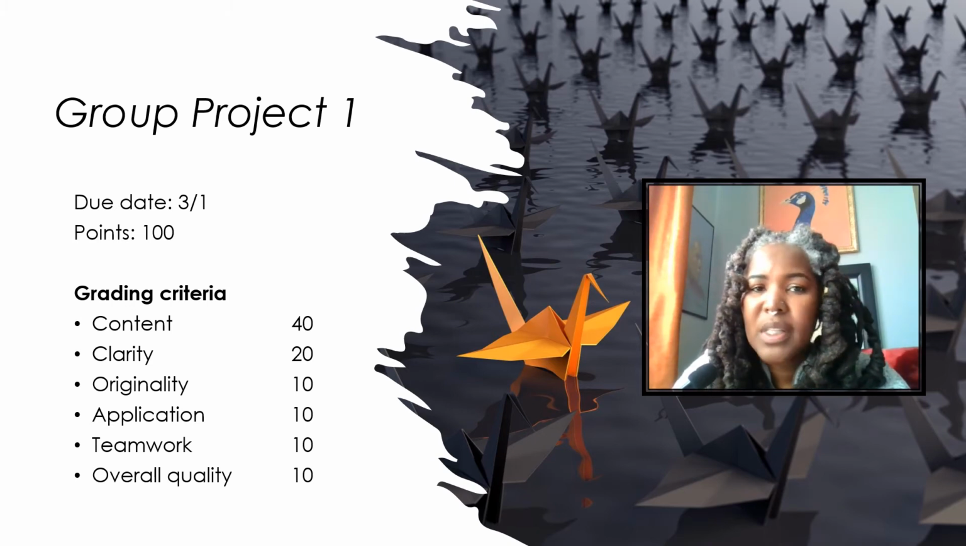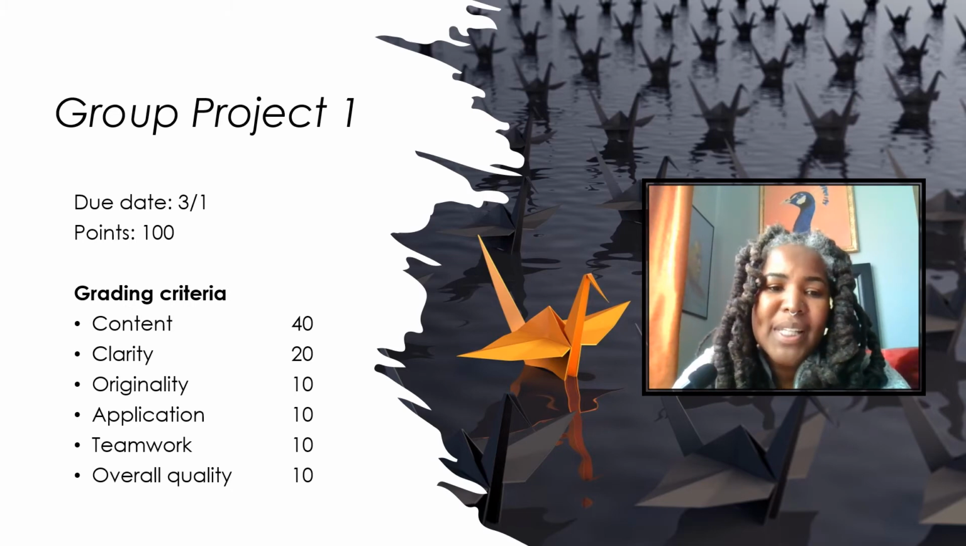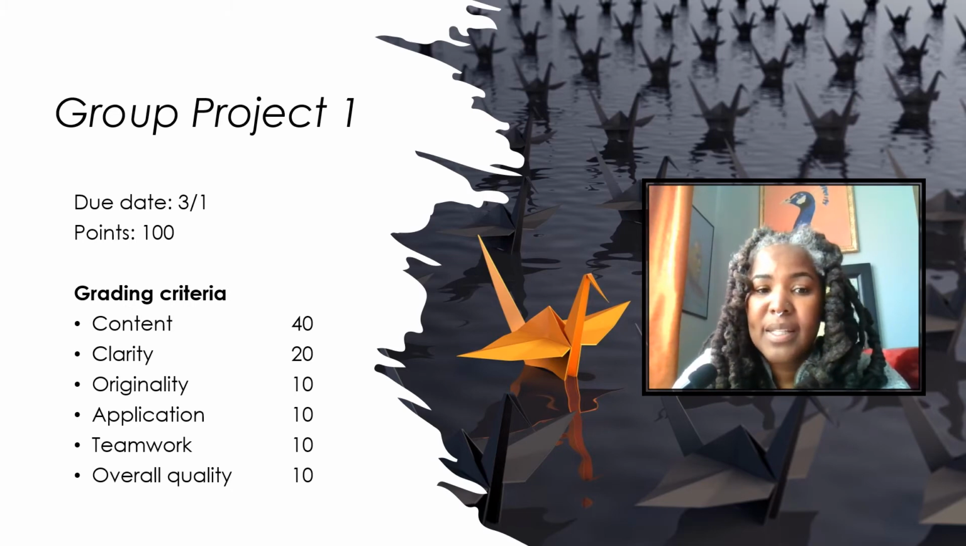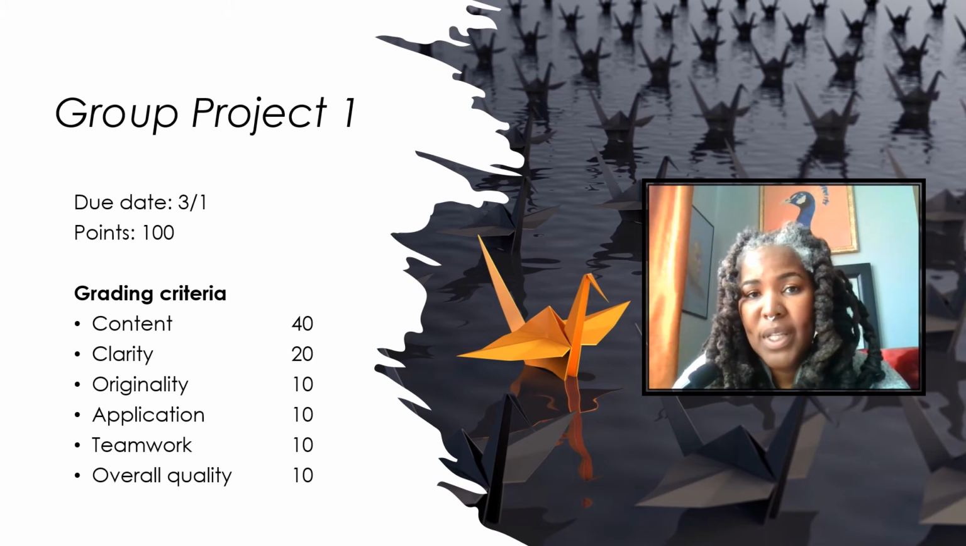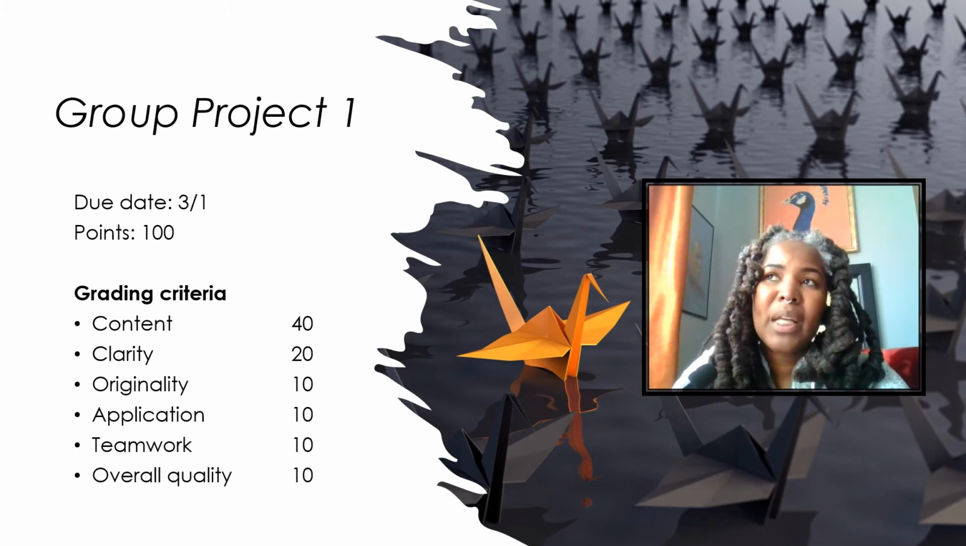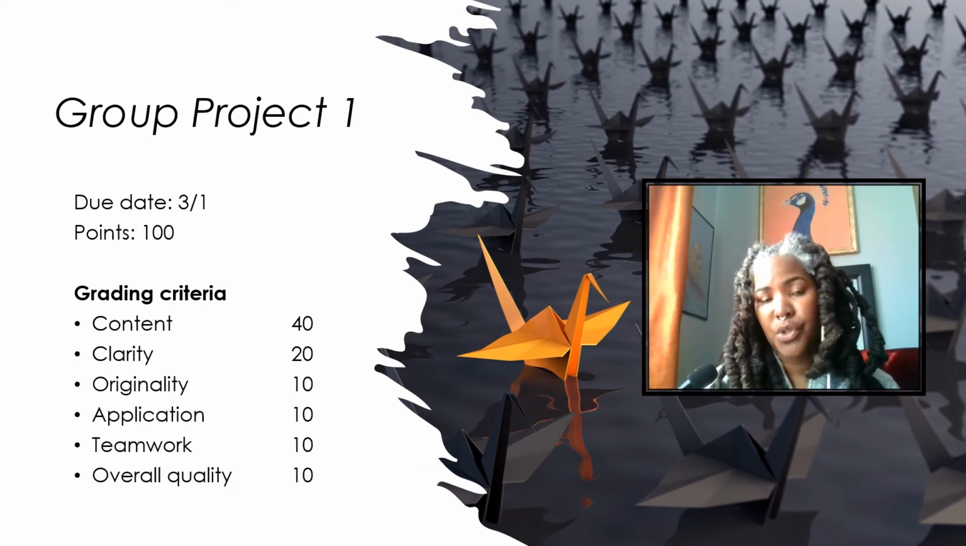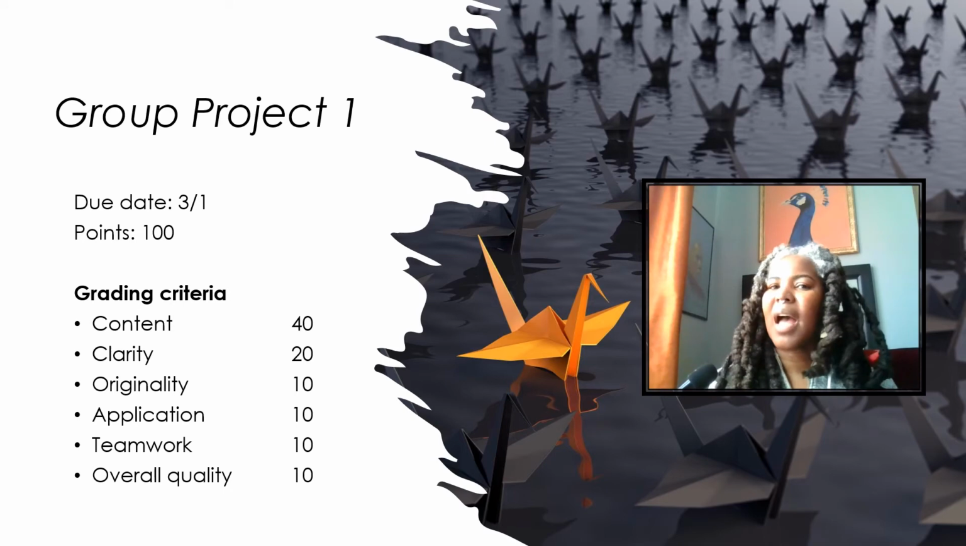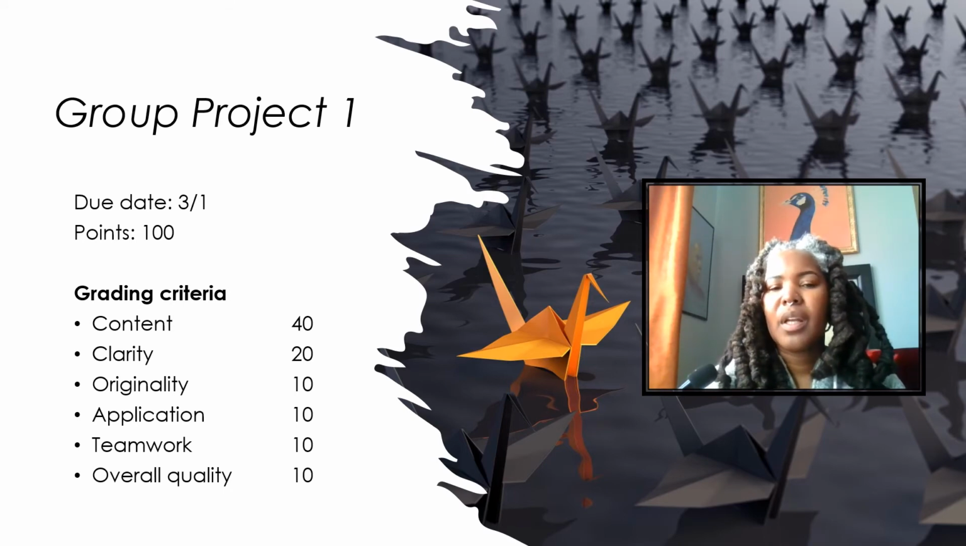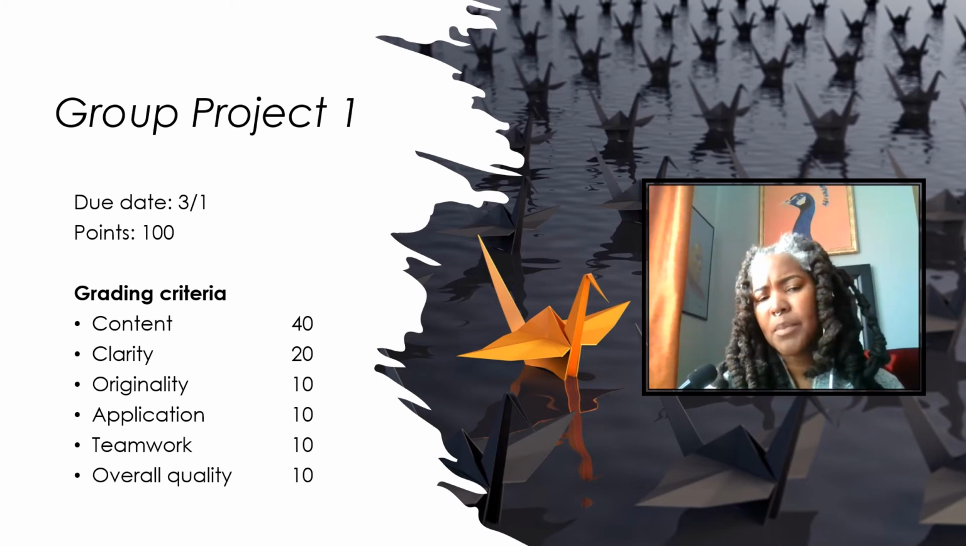The grading criteria is listed here on the screen. As you can see, the content makes up the bulk of the points that you'll earn. And for content, I'm looking at the information that you're sharing. How thoroughly did you research your topic? Make sure you narrowed your topic down so that when you discuss it thoroughly, you're able to do so. If you have a very broad topic, it's going to be hard to give worthwhile information for the sake of this research project. For clarity, you can get up to 20 points.